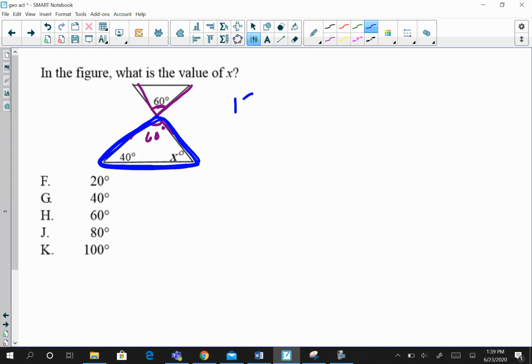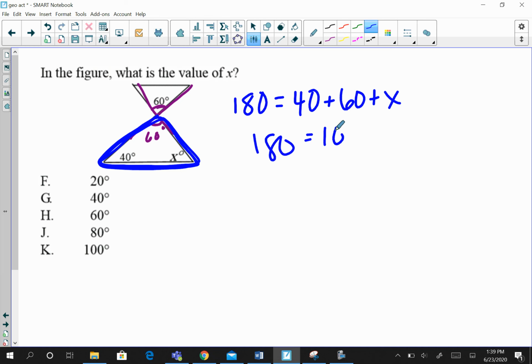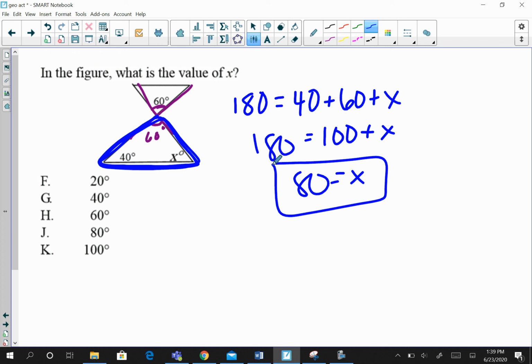Now I can use the information that I know about a triangle and find x. I know that every single triangle, the angles of it add up to 180. So I have 40 plus 60 plus x to be the inside of that triangle. So 180 is equal to 100 plus x, so x is equal to 80. Pretty straightforward using that vertical angles fact that those are congruent angles, and then remembering that the angles of a triangle add up to 180 degrees.